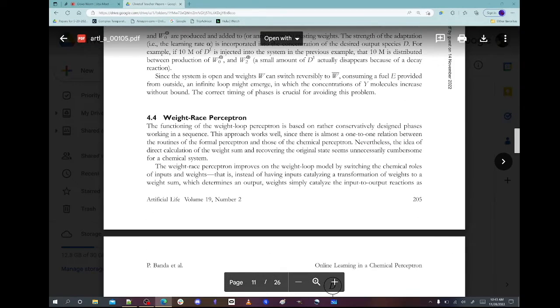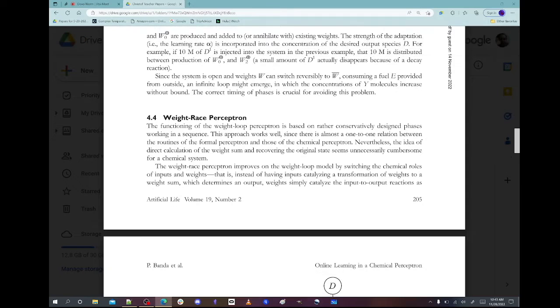Then the weight race perceptron is the second model. The functioning of the weight loop perceptron is based on rather conservatively designed phases working in sequence. This approach works well since there's almost a one-to-one relation between the routines of a formal perceptron and those of a chemical perceptron. Nevertheless, the idea of a direct calculation of the weight sum and recovering the original state seems unnecessarily cumbersome for a chemical system.